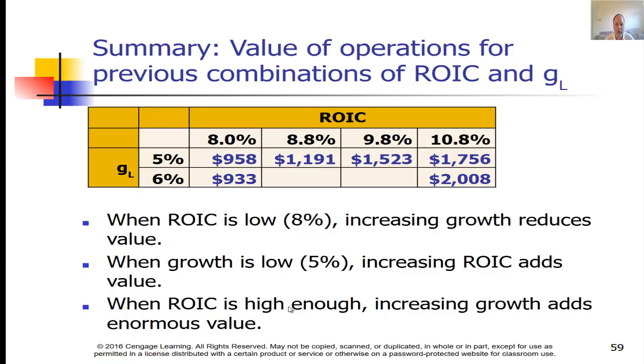So when ROIC is low, increasing growth reduces value. When growth is low, increasing ROIC adds value. When ROIC is high enough, increasing growth adds enormous value. Here we have the different ROICs. We have growth from 5 to 6, and in this example, the value of the company went down, but if we go up here, the value of the company goes up.